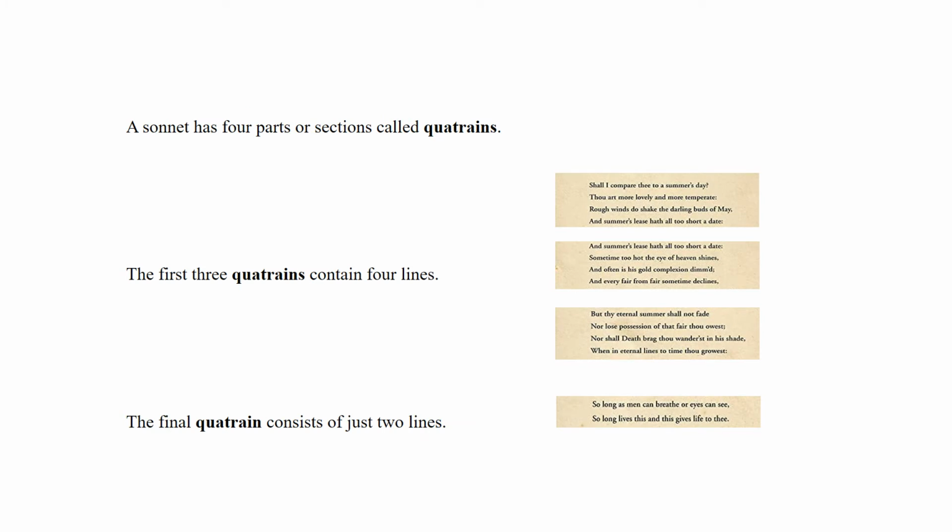A sonnet has 4 parts or sections called quatrains. The first 3 quatrains contain 4 lines. The final quatrain contains just 2 lines.